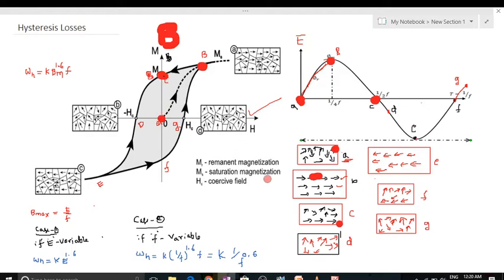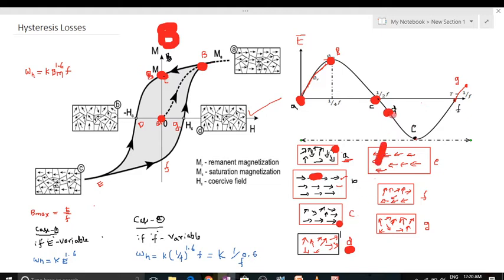To eliminate this flux, we should apply the same force in the reverse direction. If you apply the force in the reverse direction, these domains will also go into random directions. This is at point D.